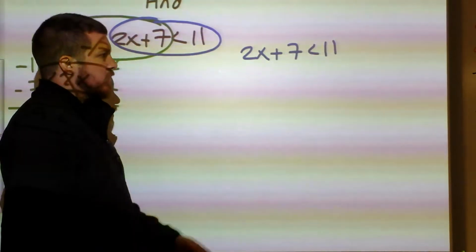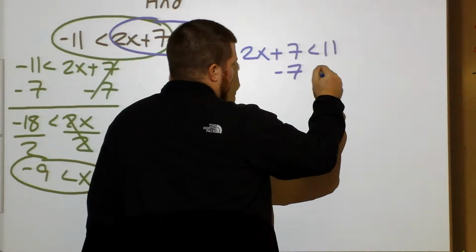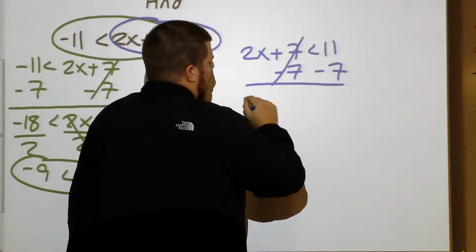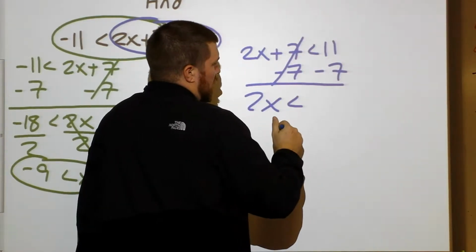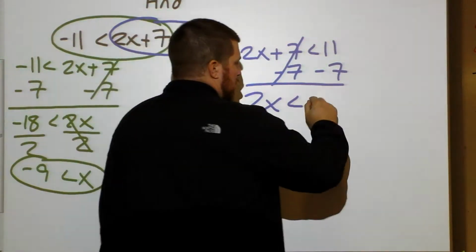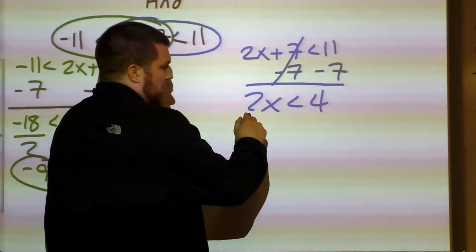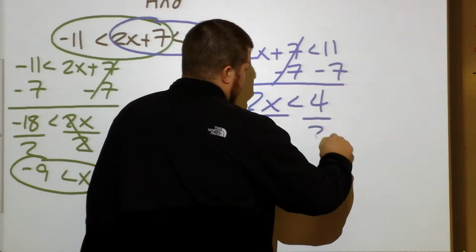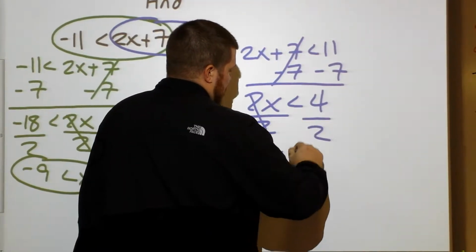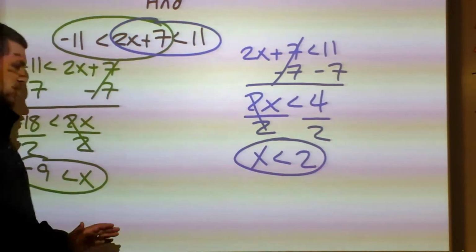For our other inequality, our first step is to subtract 7. So we end up with 2x is smaller than 11 minus 7, which is 4. Okay, so 2x is smaller than 4. We need to divide by 2 on both sides to get x by itself. So x is less than 2. Done with that inequality.